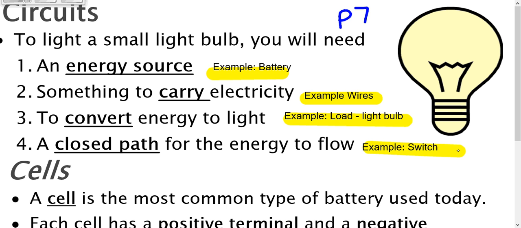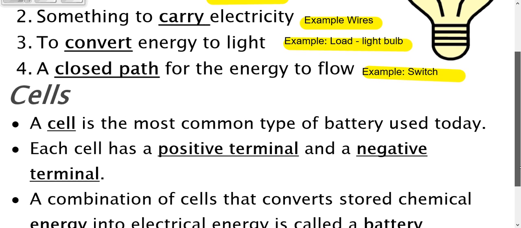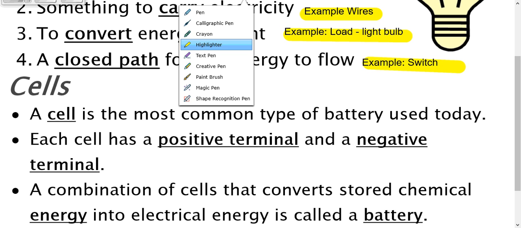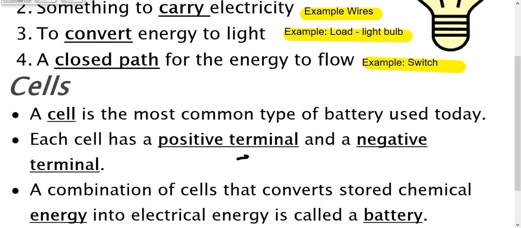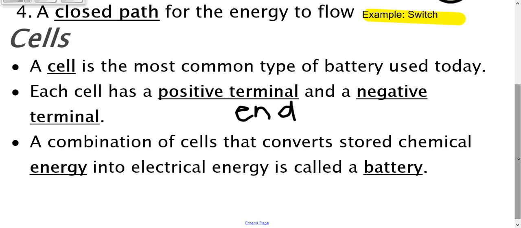A cell is the most common type of battery used today. Each cell has a positive terminal, and again, that word terminal means end, and a negative terminal. A combination of cells that converts stored chemical energy into electrical energy is called a battery.